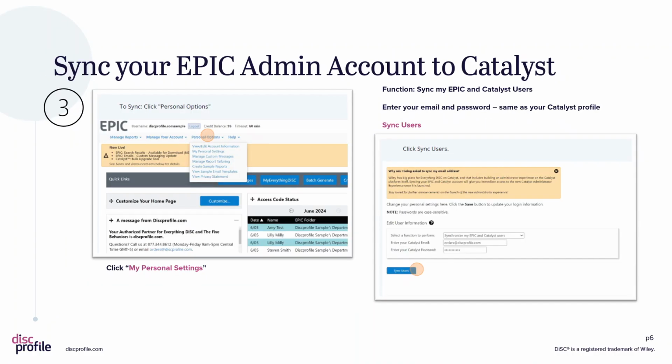And then the last step is to sync your Epic administrative account to Catalyst. So we're going to log back into Epic one more time. We're going to go under personal options and click on my personal settings. And then in that function to perform drop down, we're going to click on synchronize my Epic and Catalyst users. We're going to go ahead and enter in that email and that password that we just created to complete our profile. And then we're going to click sync users.